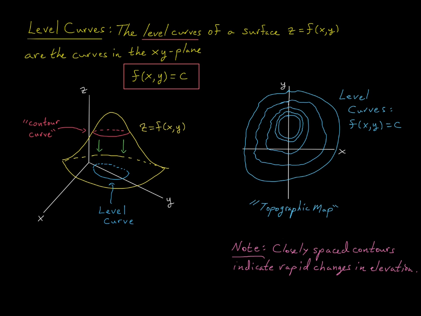Okay, so here we're going to consider some surface z equals f of xy, and we're going to call the level curves of the surface the curves in the xy plane f of xy equals c, okay? And a way to think about this is much like what a surveyor would do if they wanted to make a topographic map of a mountain. They would say this is a curve at a constant altitude.